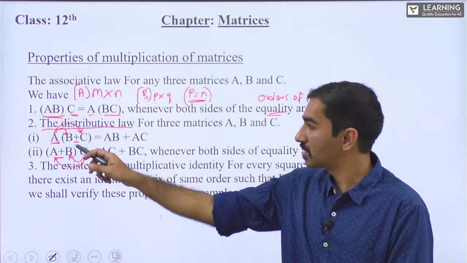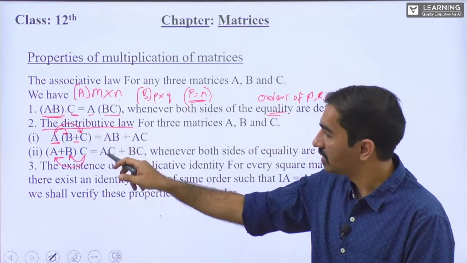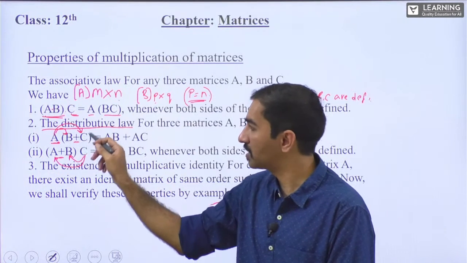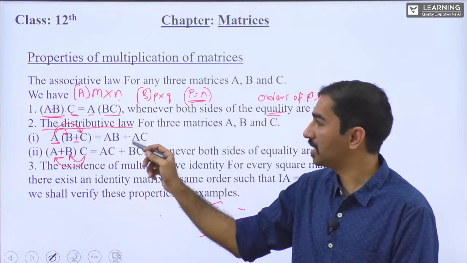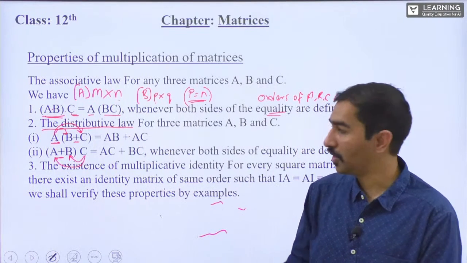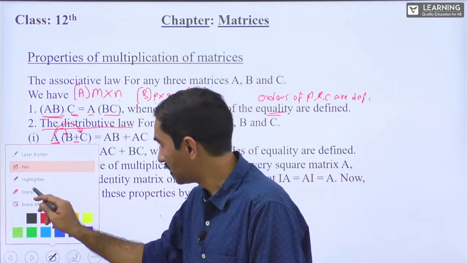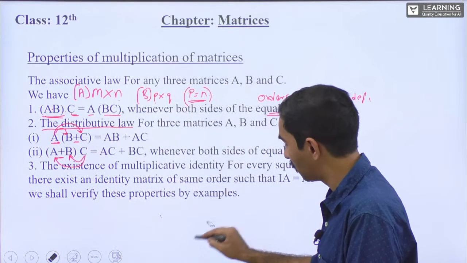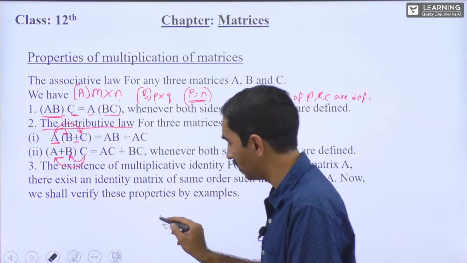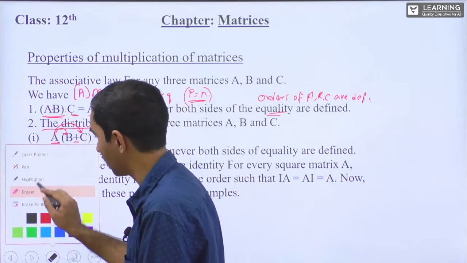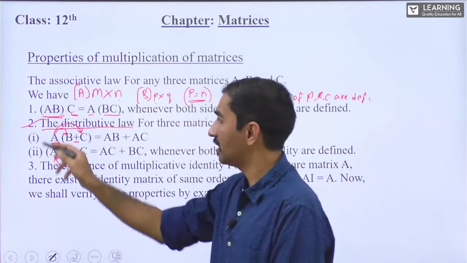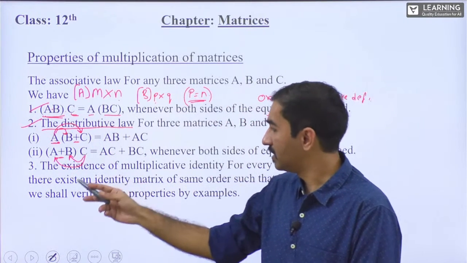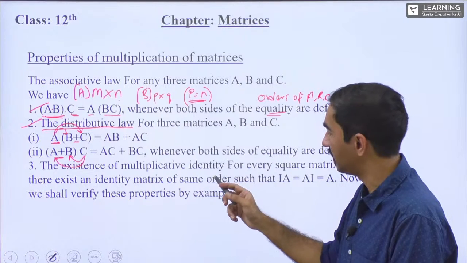So (A plus B) C is equal to AC plus BC, or the first one, A (B plus C) is equal to AB plus AC. Again the same thing. You can assume some matrices of your own choice for A, B and C and check whether this property is satisfied or not, and it will definitely be satisfied. That is our second one, the distributive law. First one, associative law, and the third one, existence of multiplicative identity.